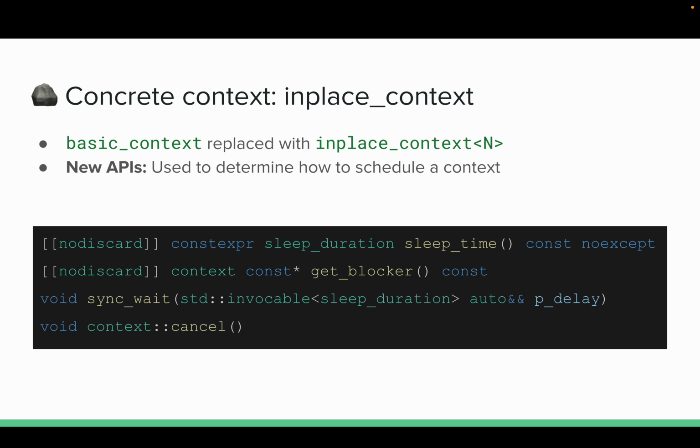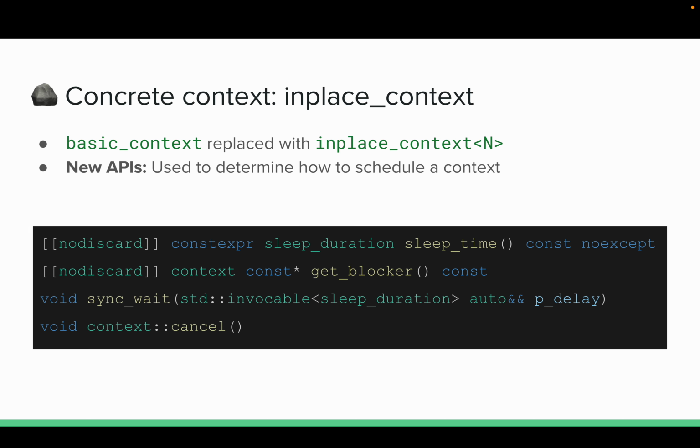So let me show you some of the new APIs that are now inside of async context. Don't worry about some of these things that got replaced. If you weren't paying too much attention to what the things were, it doesn't really matter. Basic context is basically doing what in-place context does, except in-place context doesn't have a virtual API anymore, so now it's a lot easier to implement.